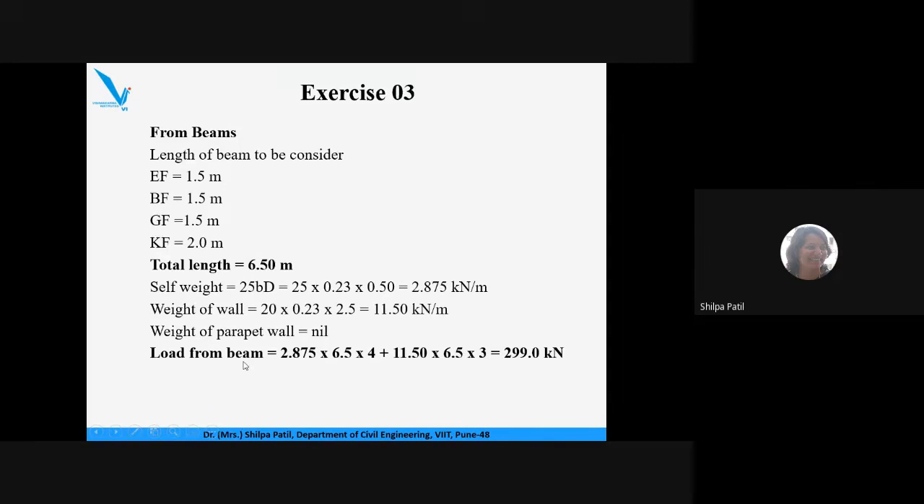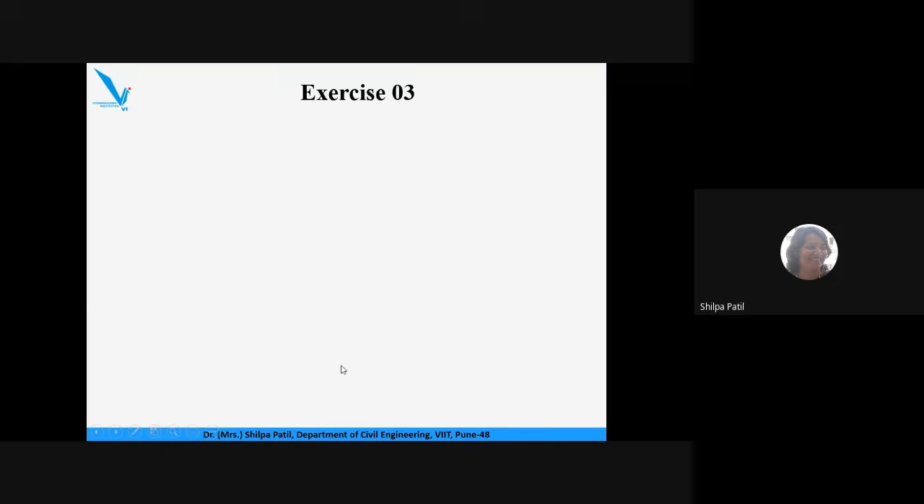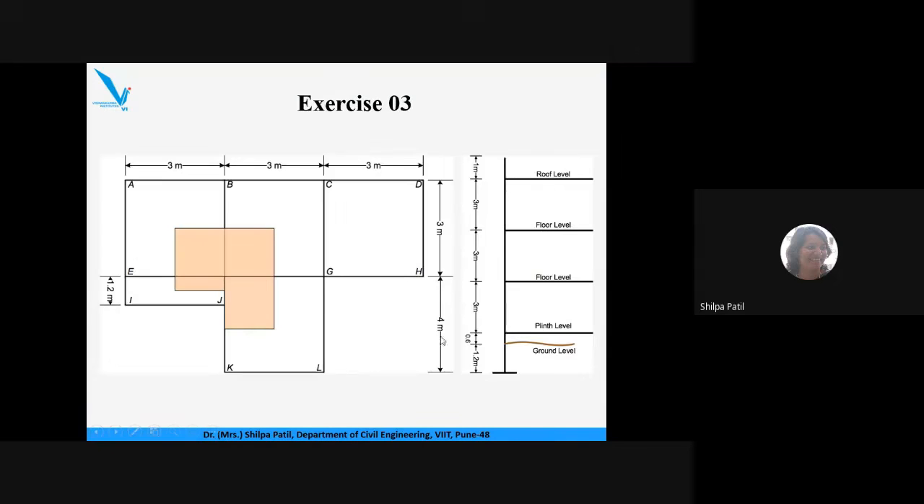So what is the total load coming from the beam? The self weight 2.875 multiplied by total length 6.5. Okay, this load is in kilonewton per meter and this is the length. So if I multiply, I will get the total load as a point load. Now 6.5 multiplied by 4. Why 4? Again, I will go back to the diagram. Why 4?